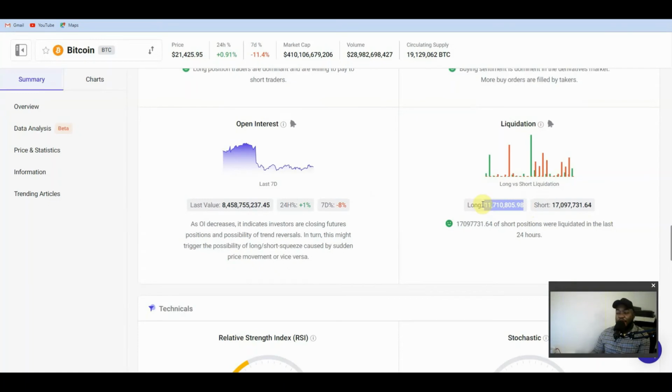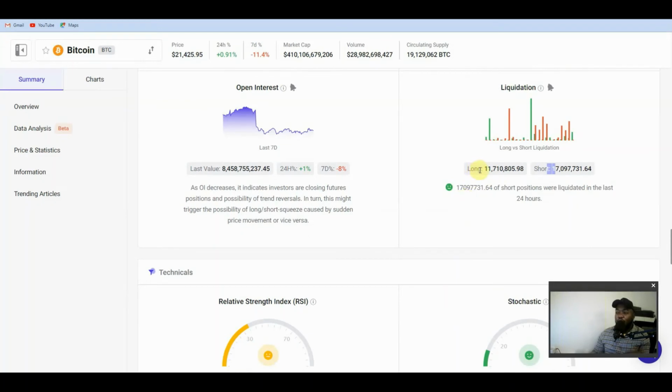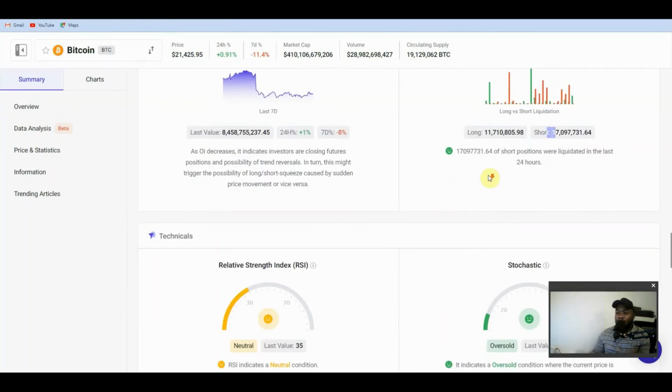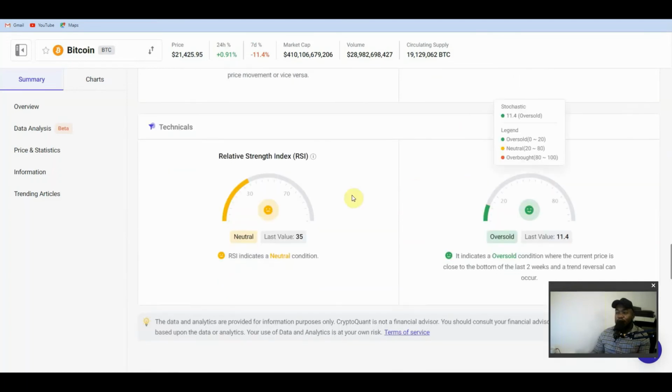As of the time I'm making this video, we had some pumps, and later in the day we had dumps, but in those pumps, short position traders were highly liquidated. On the long position traders' side, a low amount of long positions were liquidated.